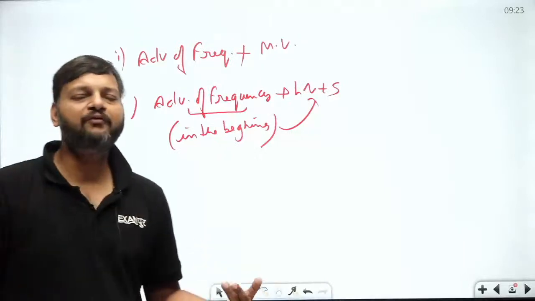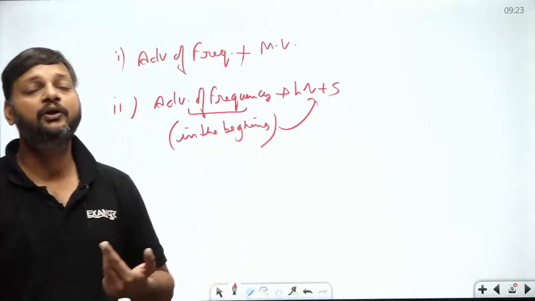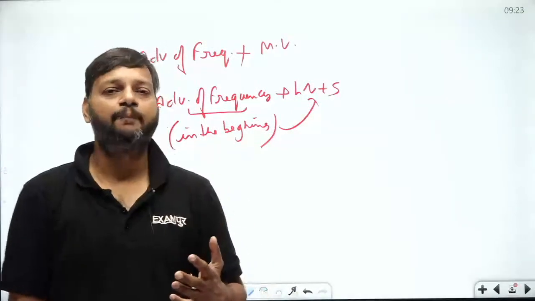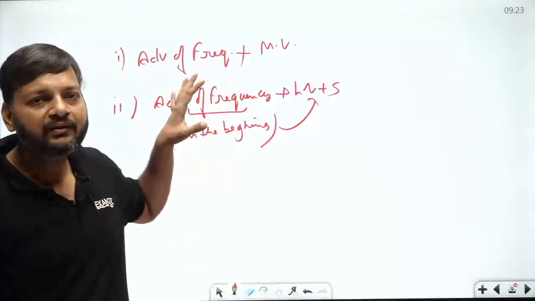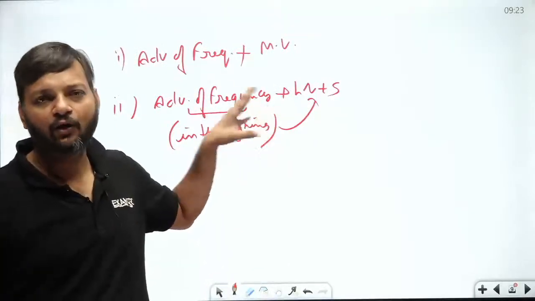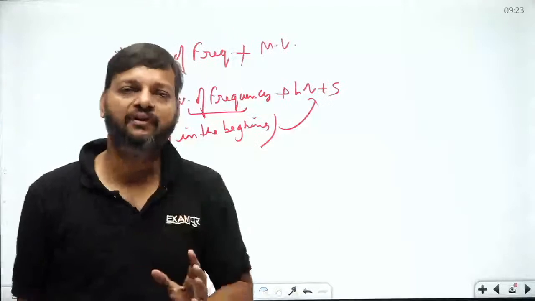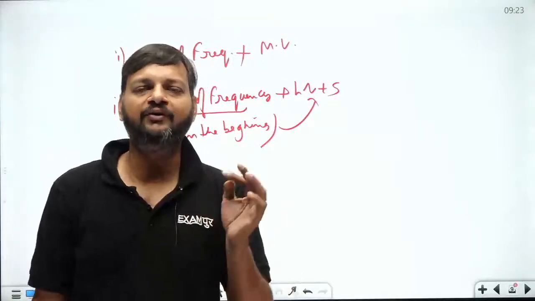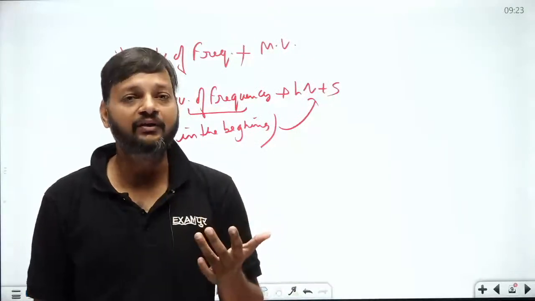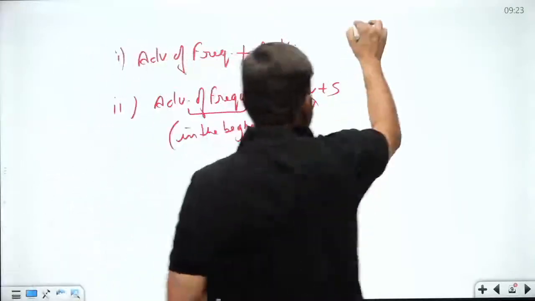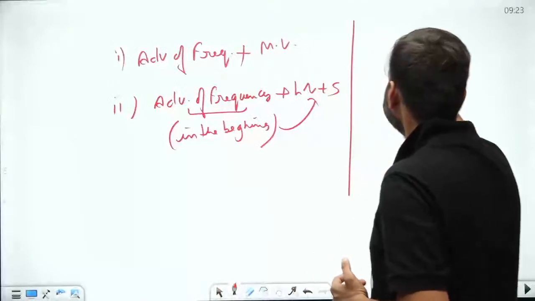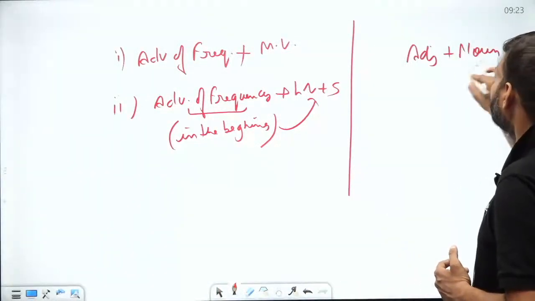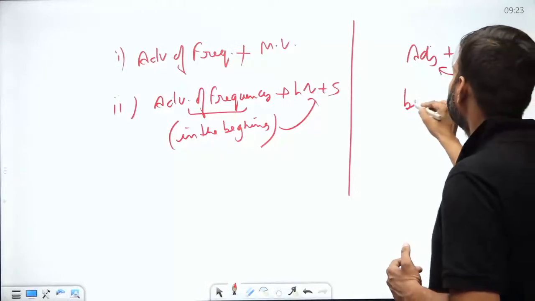So these two adverbs have a very important role in arranging a jumbled sentence because these words are often there in your jumbled sentence. And if you know the position of these two words, adverb of frequency and adverb of manner, it will become very easy. Now if we talk about adjective, position of adjective. So adjective always comes before noun or after be verb.